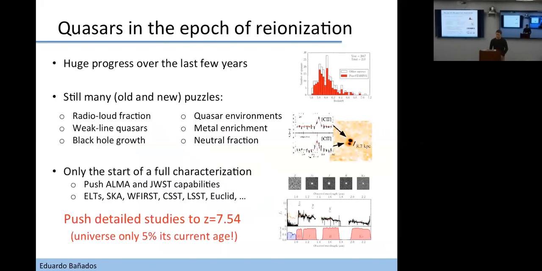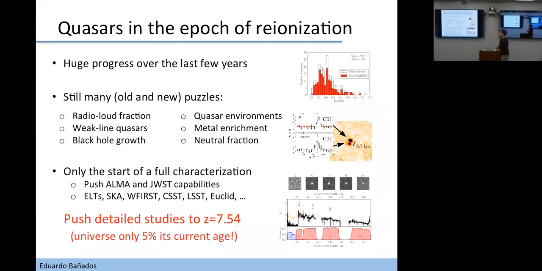So I'm going to end with this summary. I hope I conveyed the message that we have made huge progress in this field over the last few years. We have more than 200 of these very distant quasars. And there are still many puzzles. Some are very old: since their discovery, we know some objects are radio loud, radio quiet. I didn't even talk about that in this talk. But now there are new puzzles too. We have this ALMA observation that shows that maybe these objects live in very strange environments.